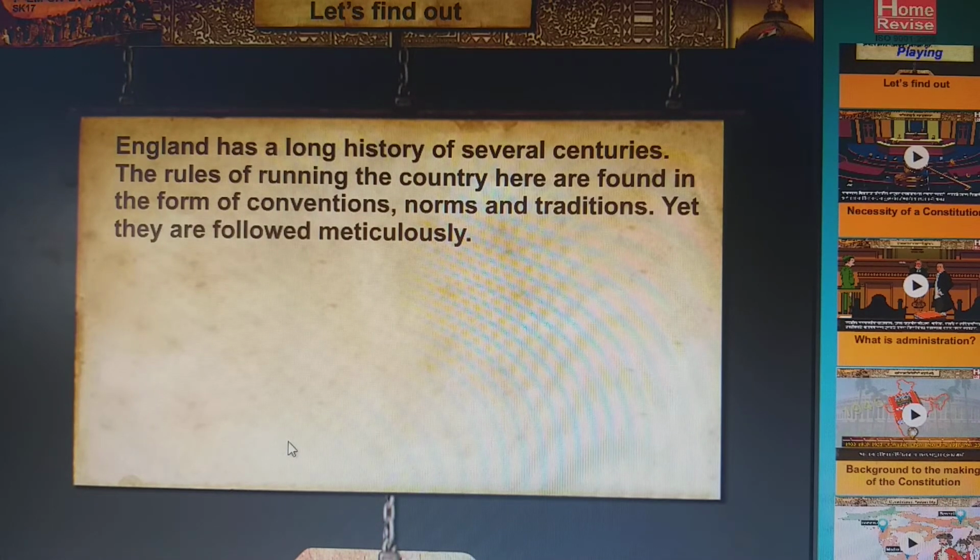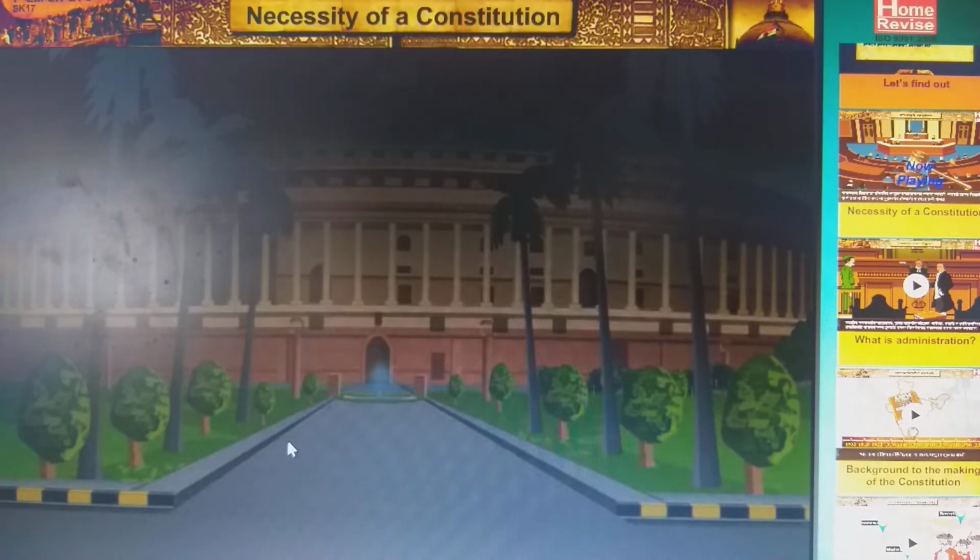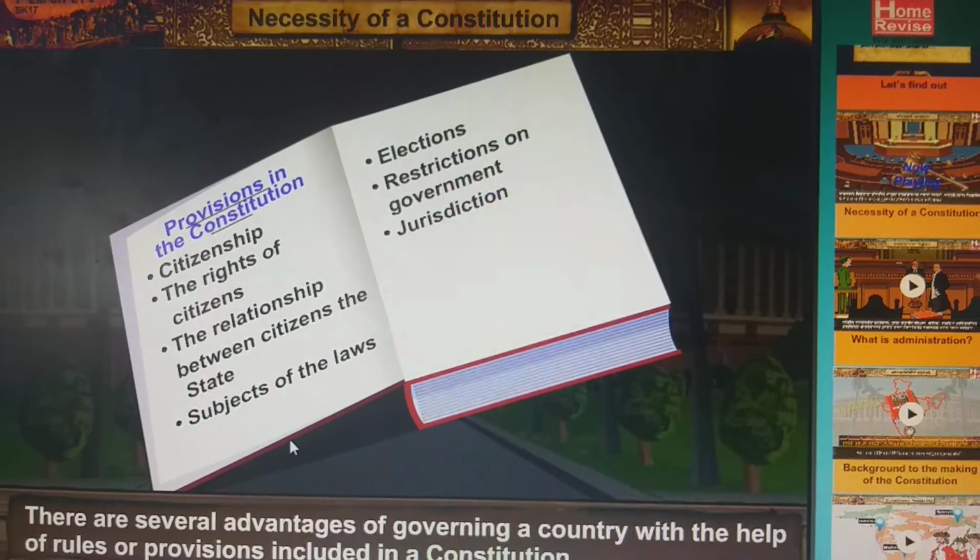Now England. England has a long history of several centuries. The rules of running the country are in the form of convention, norms and tradition, and they are followed meticulously and carefully. The Magna Carta of 1215 marks the beginning of the development of the English constitution. Even though there are certain written rules, the English constitution is considered to be primarily unwritten. But still, the country runs in a very proper way.